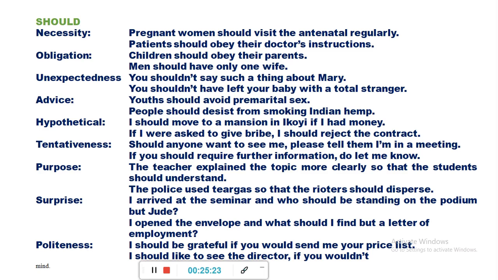We can also use should to express politeness. I should be grateful if you would send me your price list. Now, this features in formal letters and formal communication. I should like to see the director if you wouldn't mind. All right. So these are uses of should.